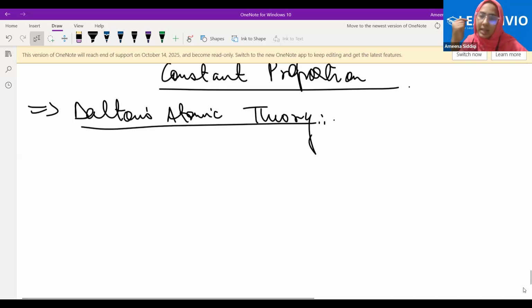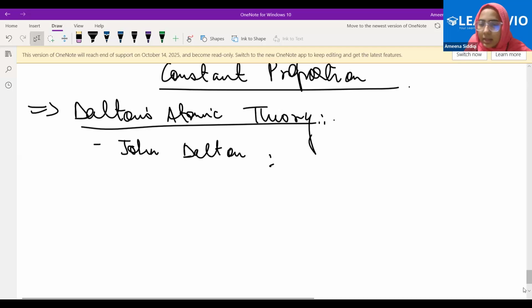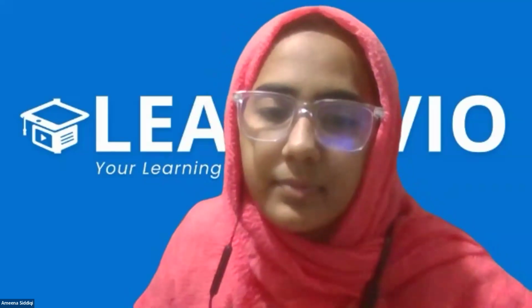Dalton's atomic theory has some postulates. We'll try to understand these postulates, but before this, it was given by John Dalton in 1808. Now let's quickly go through the postulates.